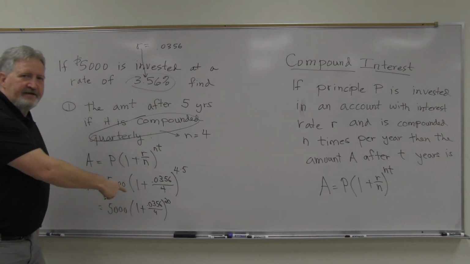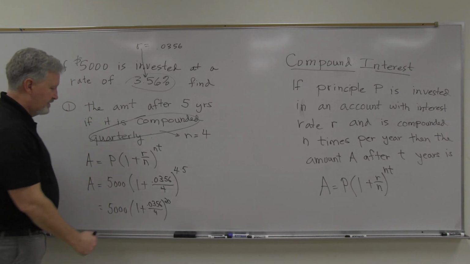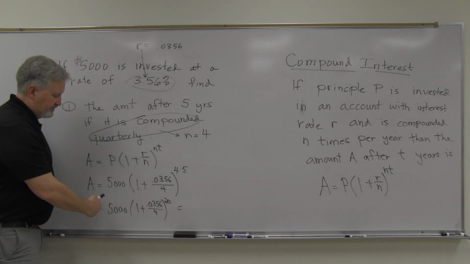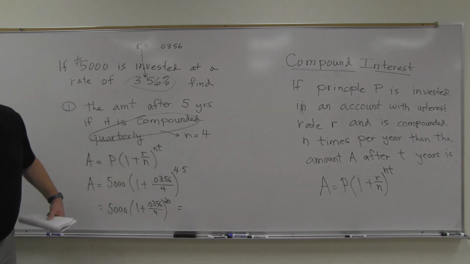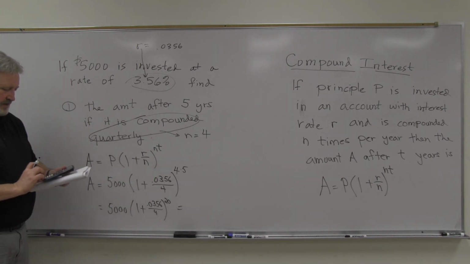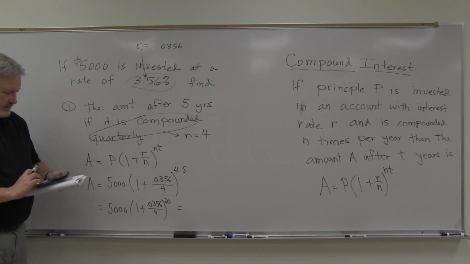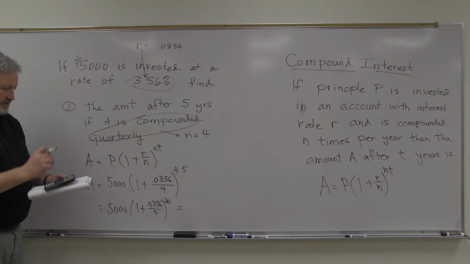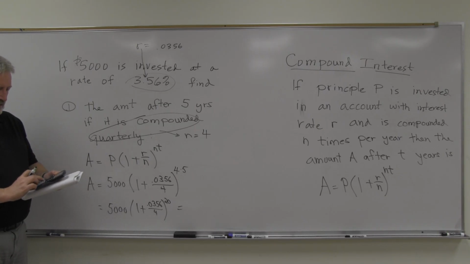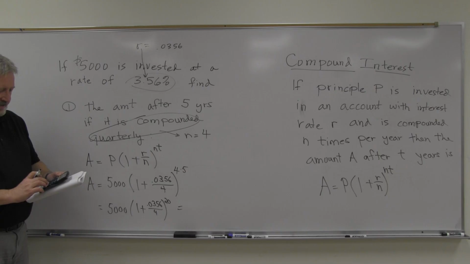That's exactly how I'm going to enter it in on my calculator here in just a second, just as that appears. 5,000 parentheses 1 plus 0.0356 divide by 4, and then raise that to the 20th power. Use that power button there, okay? That is my thoughts on that. Okay. So 5,000 parentheses 1 plus 0.0356 divide by 4. Raise that, power that up to the 20th power.